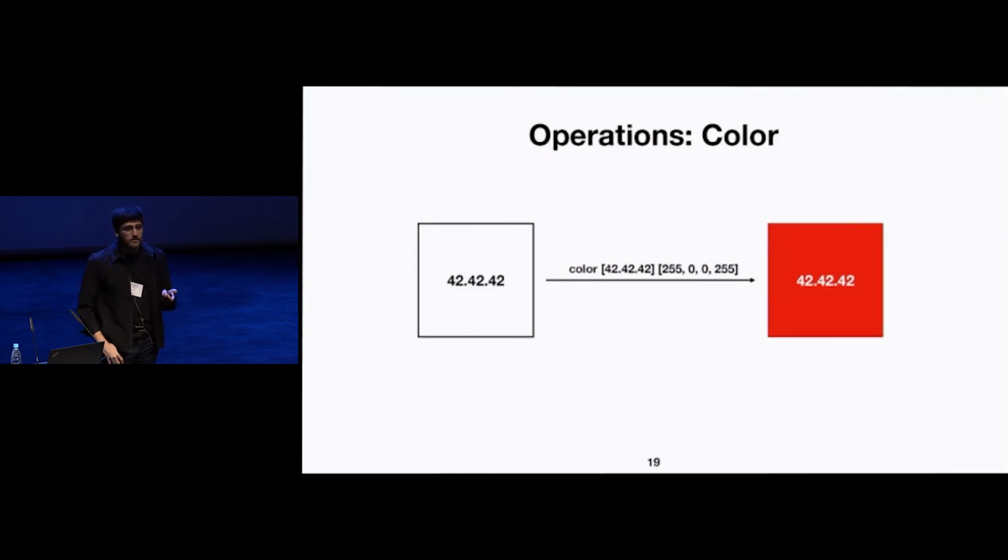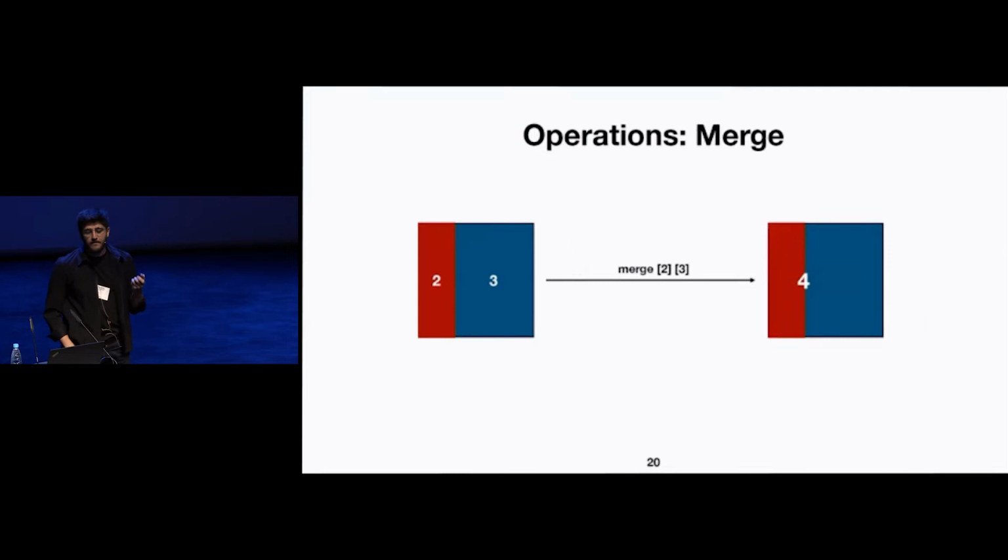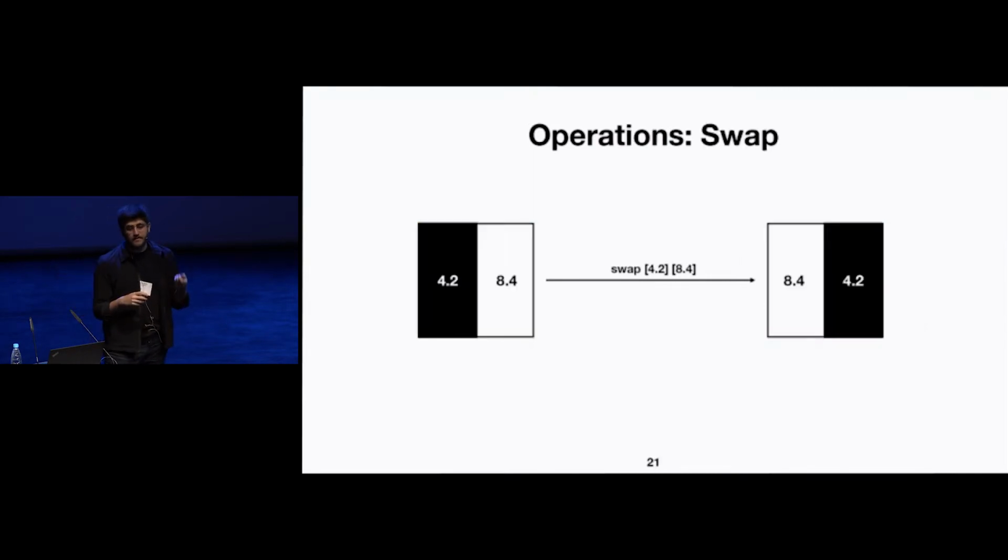The third one is coloring. You take a block and you color it with some RGBA code that you give. And we have merge, where you are able to merge these small blocks into one larger block. And the last one is the swap operation, where if you have two blocks of the same shape, then you can swap them.